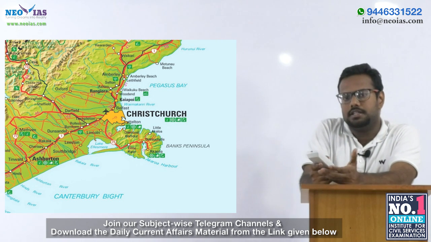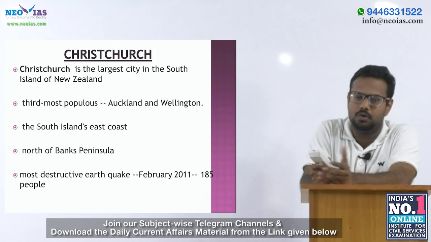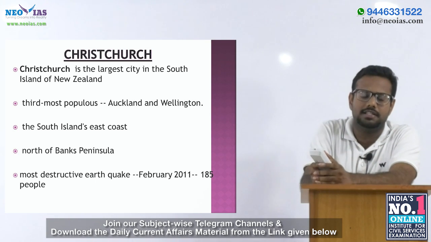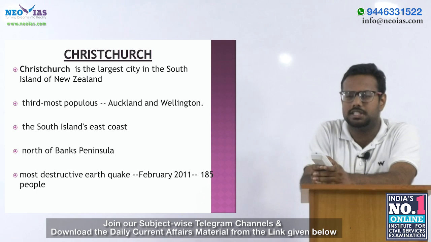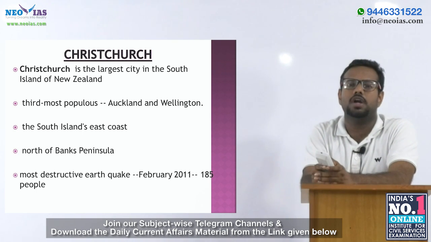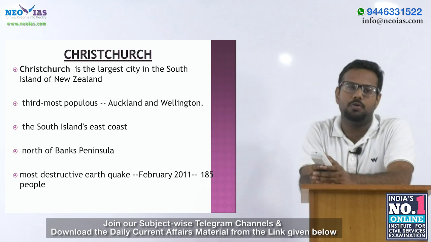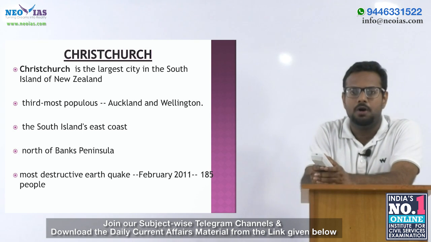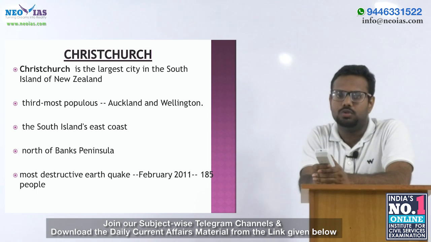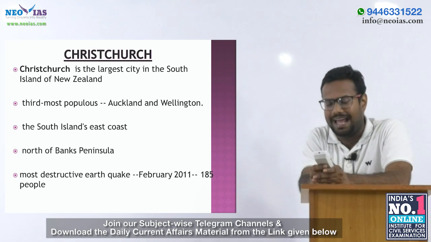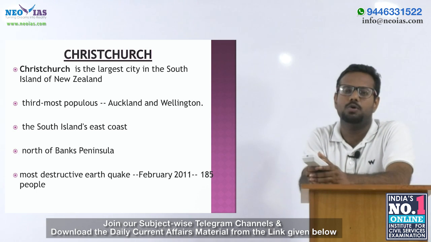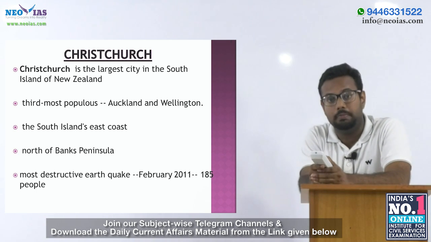And now Christchurch is very infamous for the terrorist attack. And earlier the city suffered several earthquakes between 2010 and 2012. The most destructive was in February 2011. It killed 185 people. So Christchurch is infamous for its earthquakes. The most destructive 2011 earthquake almost killed 185 people.